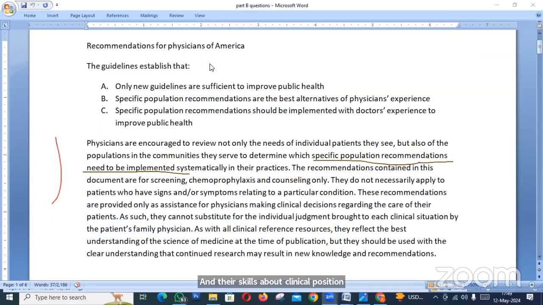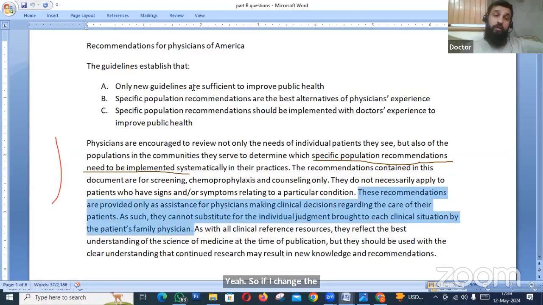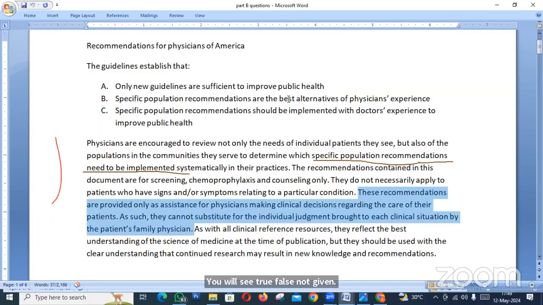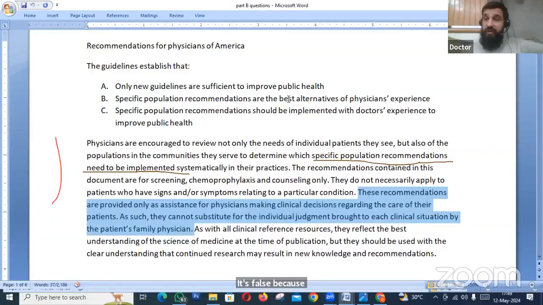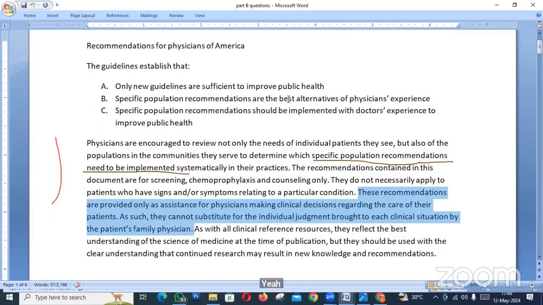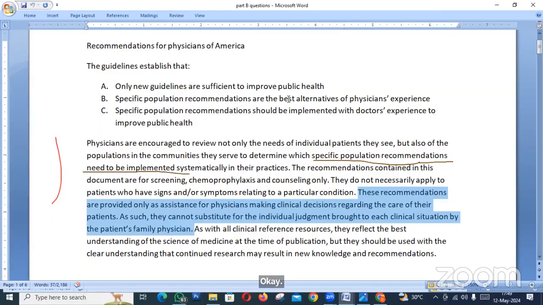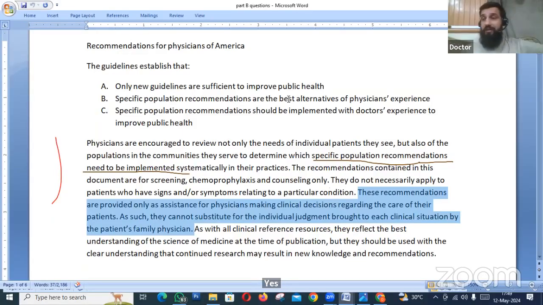Yeah, their diagnostic skills. So if I change the same sentence into: new guidelines are important to improve public health, you will say true, false, not given. It's false because, no, it's not false. They are important to improve public health, but not only. I'm not now using 'only'. Okay. So yes, if I remove 'sufficient' and 'only', these two things, then the sentence is almost okay.